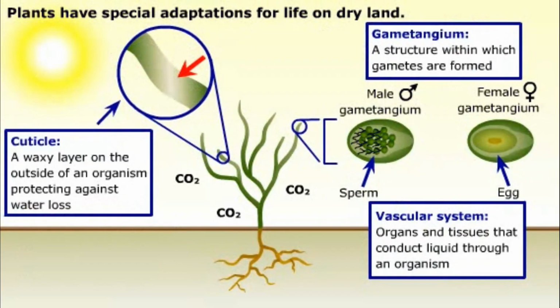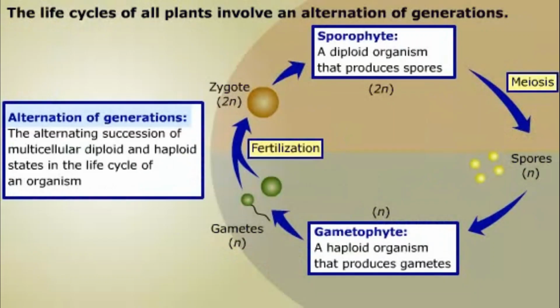Plants, unlike green algae, live on dry land, for which they have special adaptations. They have a waxy outer layer called a cuticle that protects them against water loss. They have also evolved protective sex organs, called gametangia, that protect the gametes within them from drying out. All plants have an alternation of generations as part of their life cycle.